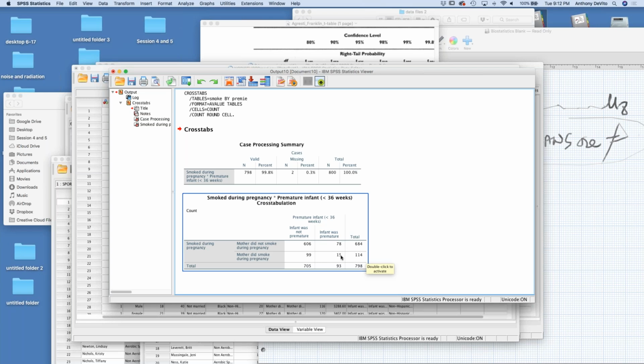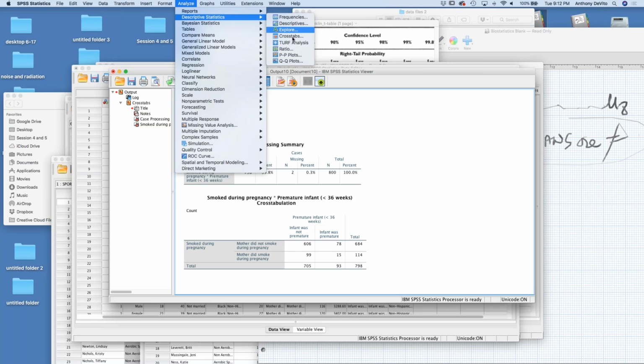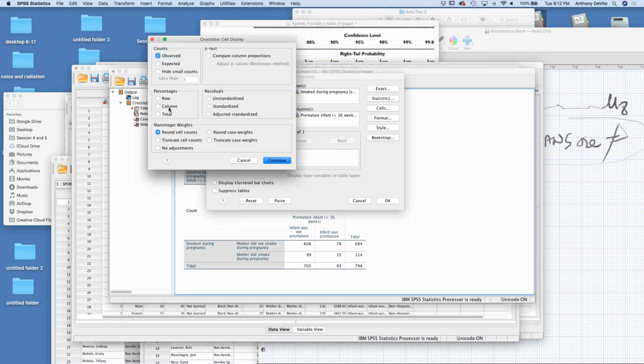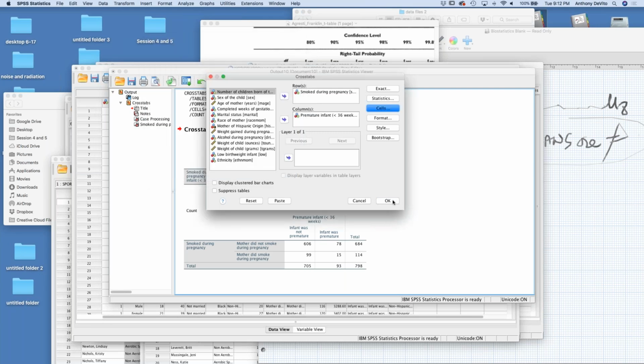Okay, well, that's interesting. Wow. Okay, so let's make that a little clearer. Let's get percentages by rows. So I'm going to go up here to analyze, descriptive statistics and crosstabs. And I'm going to go back into the cells, and I'm going to check off not expected values, percentages by rows. I'm going to click continue and say OK.